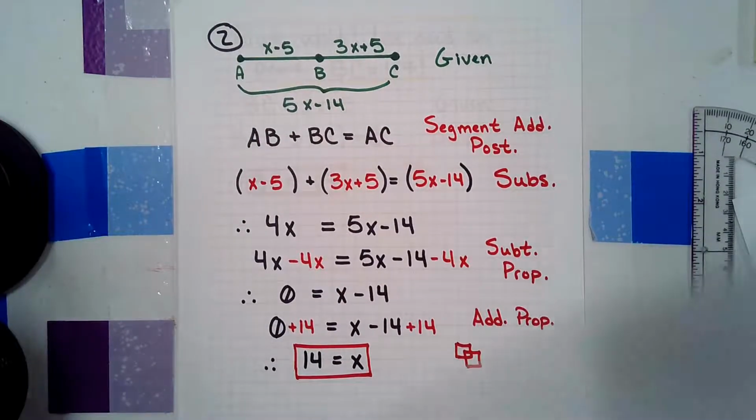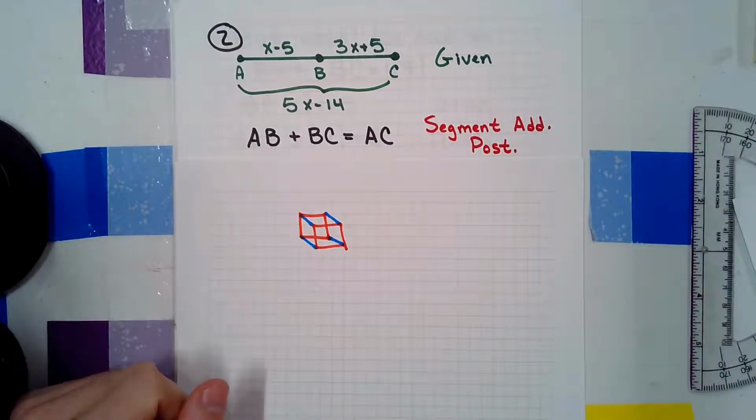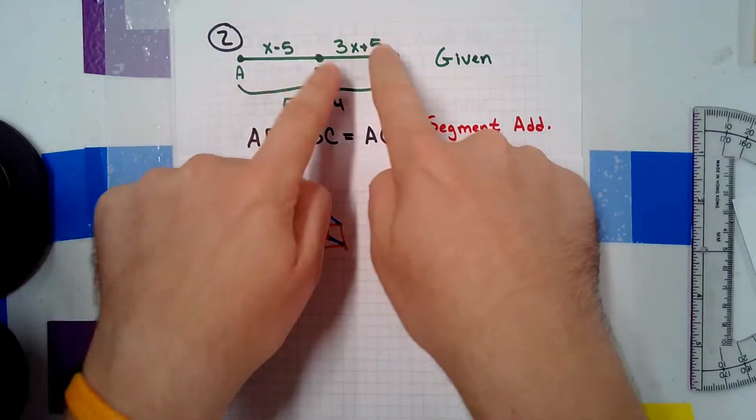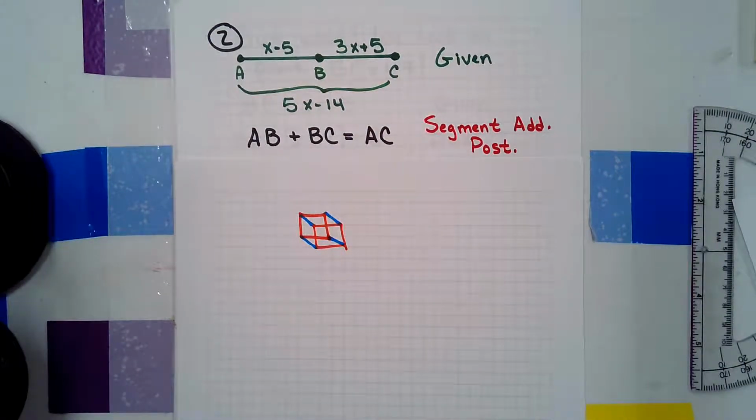So the first thing we want to do, as you see here, is the segment addition postulate, which allows us to say that AB plus BC equals the whole thing, right? That's the magic there. So we need to start with that after we've written the given.